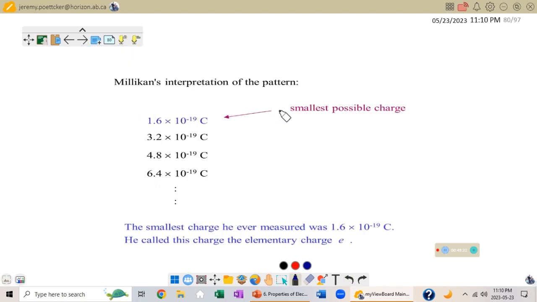And he interpreted that to say that that is the smallest possible charge, right? He never measured anything smaller than that. He never got to like 0.8 times 10 to the negative 19. And so he said, this is the elementary charge.